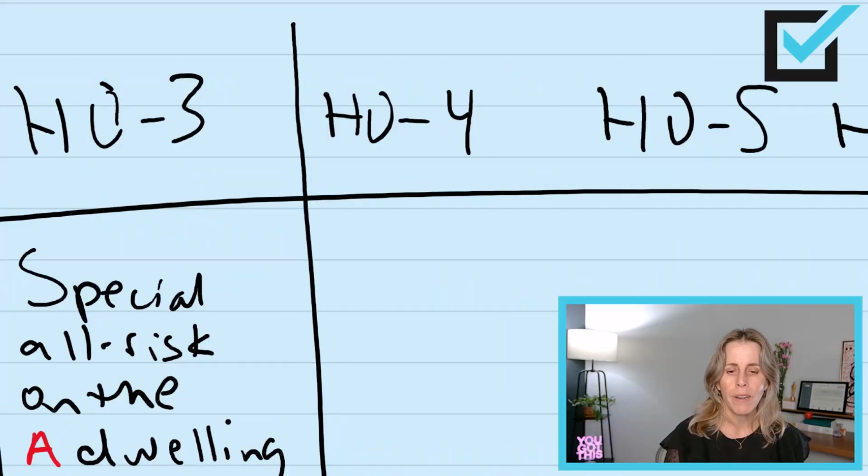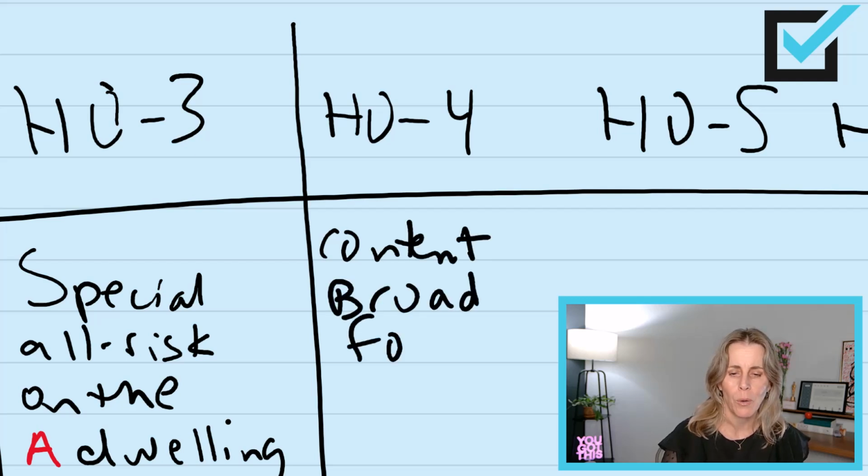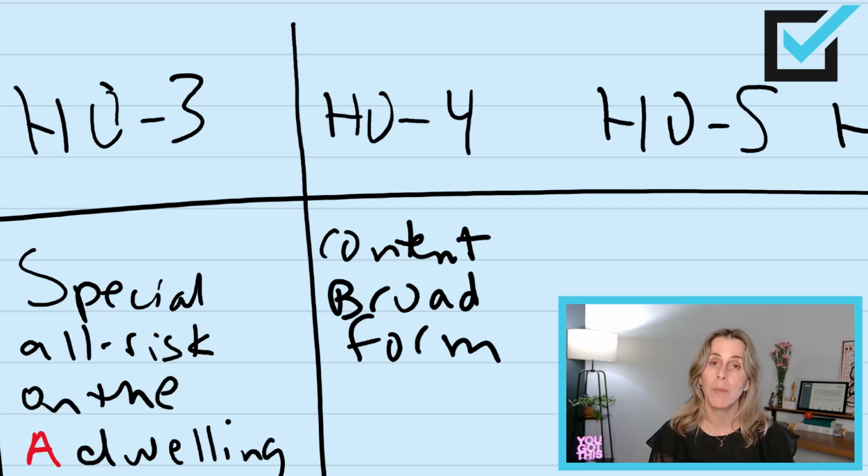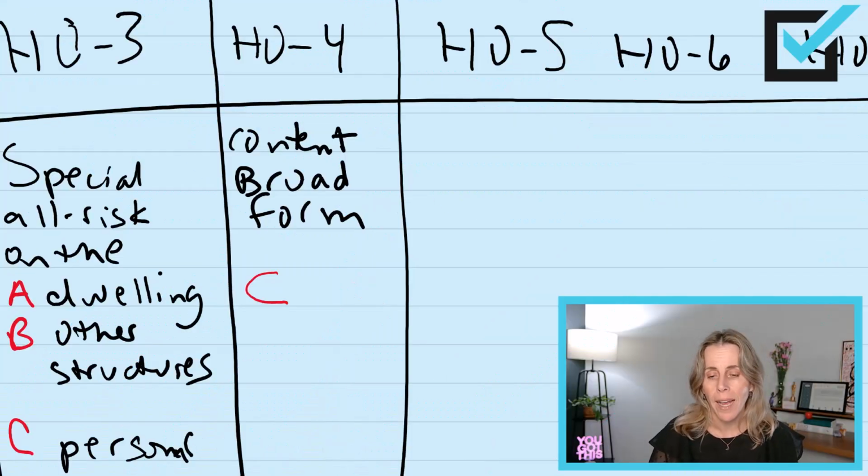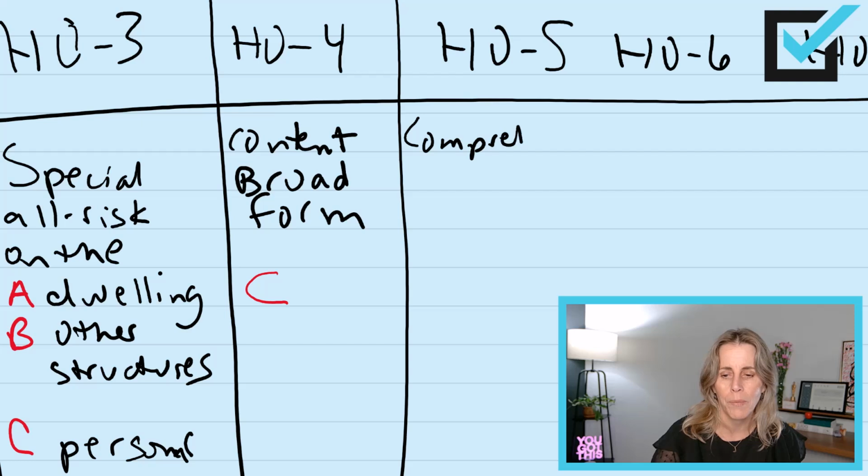The HO4 is for renters. It is a contents form, and it is broad form. So it has the same named perils that you found on the HO2 that you found on this contents coverage under the HO3. So the HO4 for renters. So we have coverage C, that is the most important contents coverage for the HO4. It is named peril.